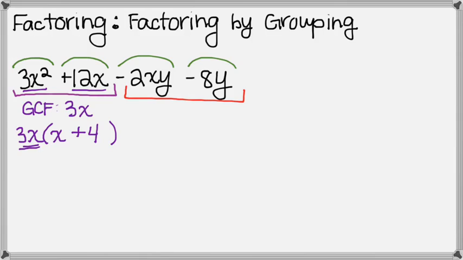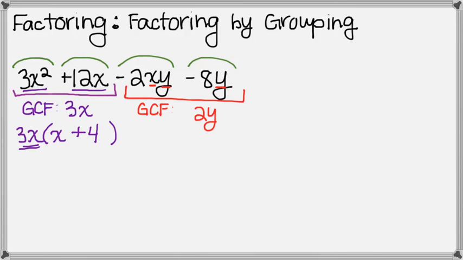Then we do the same thing for the second 2 terms. So I want to look for the GCF here. The GCF between 2 and 8 would be 2. The first term is the only one that has an x in it, so x is not going to be part of the GCF because it would have to be a variable in both terms in order to be part of the GCF. There is going to be a y included because there's a y in each term.